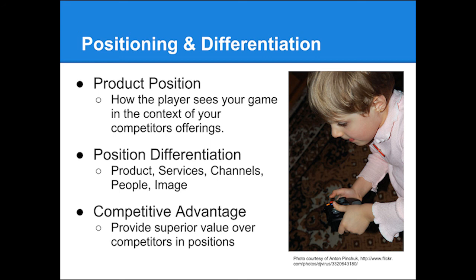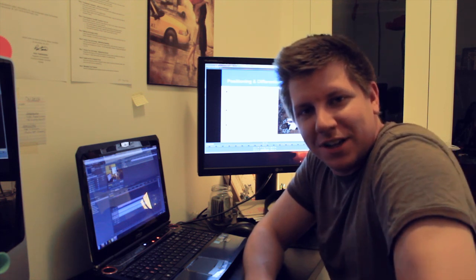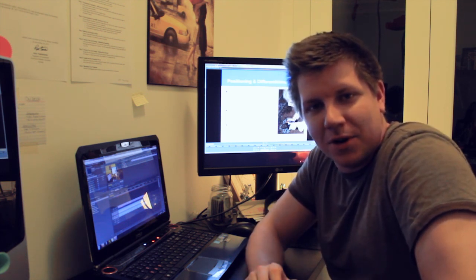Image is the last one. Image is basically how people interpret your brand. If you have a superior image, people basically see your brand as being superior to other brands. When we're talking about competitive advantage, what we're really talking about is providing superior value over your competitors in each of the positions available. I hope that look at customer segments gave you a better idea of how to position your game in the market.